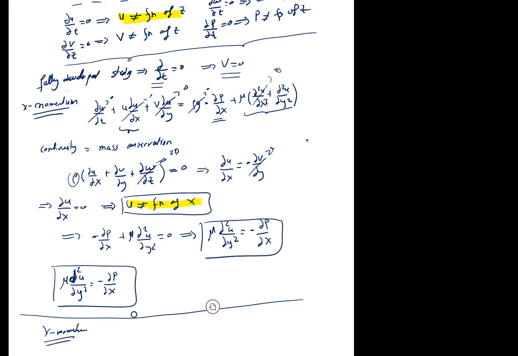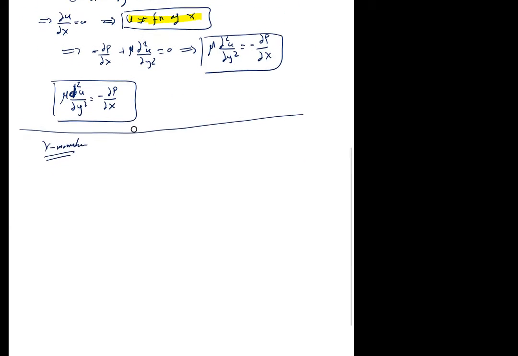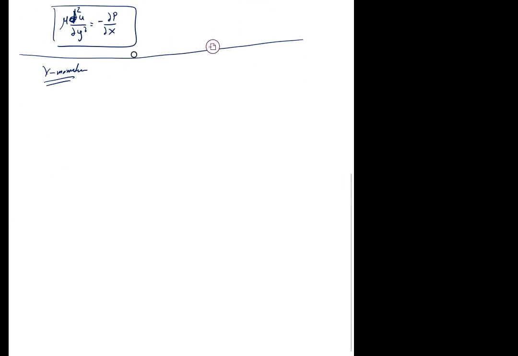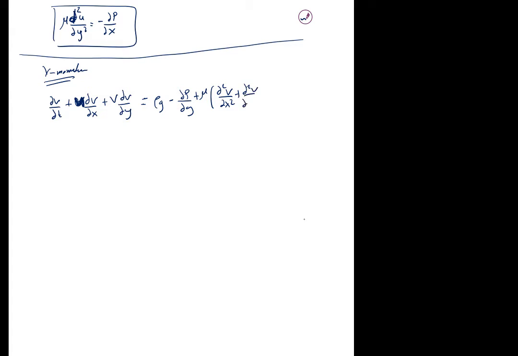Okay, so for the y momentum, what do I have? I have dv/dt plus u dv/dx plus v dv/dy, this is u, this is v, equals rho g minus dp/dy plus mu times (d squared v/dx squared plus d squared v/dy squared).